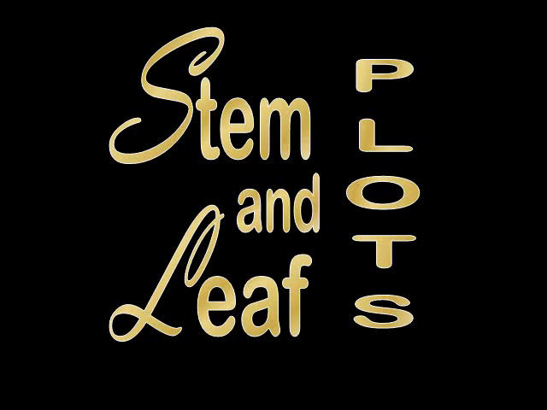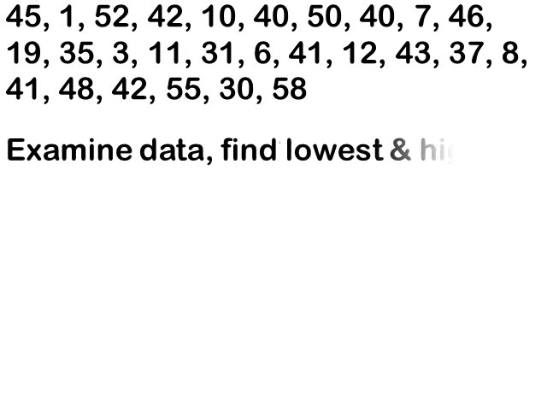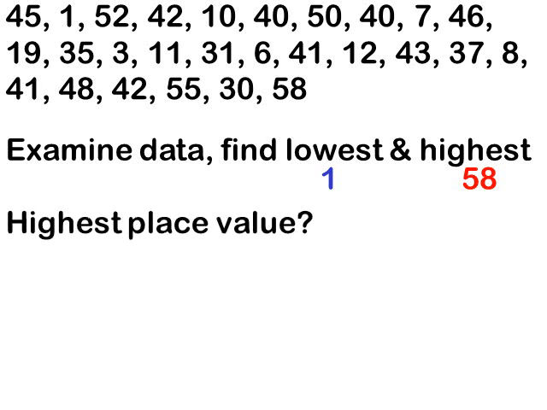You can create something called stem and leaf plots with quantitative data. If you have this group of values, you can examine the data and find both the lowest and the highest values. The lowest is a 1, and the highest is a 58.